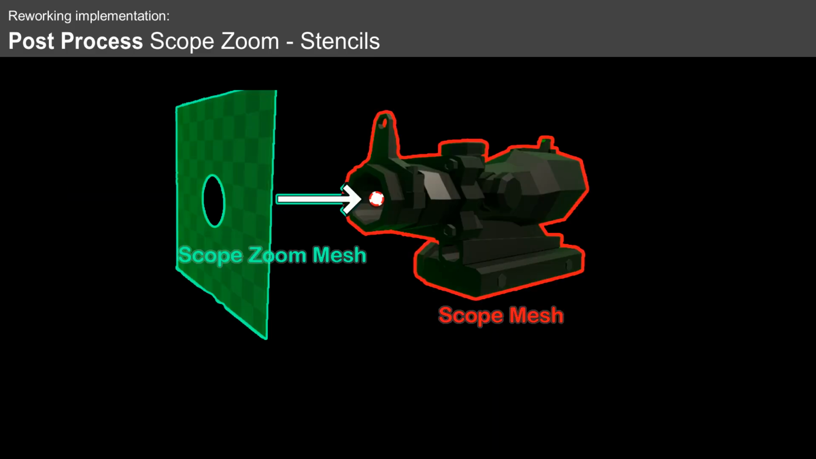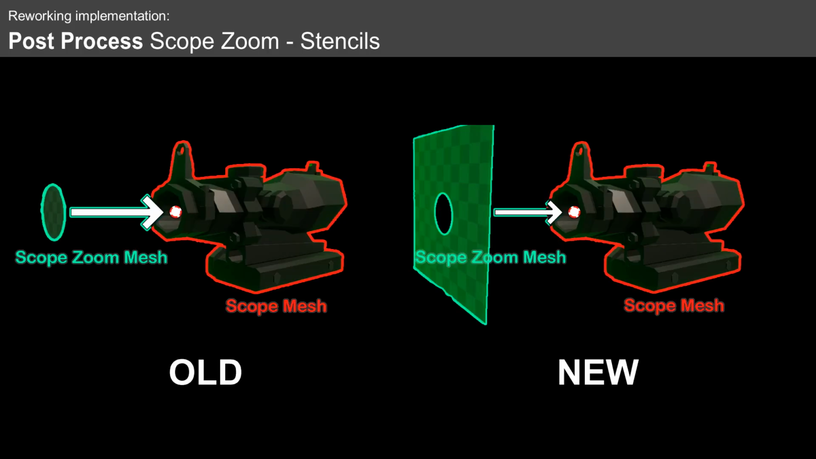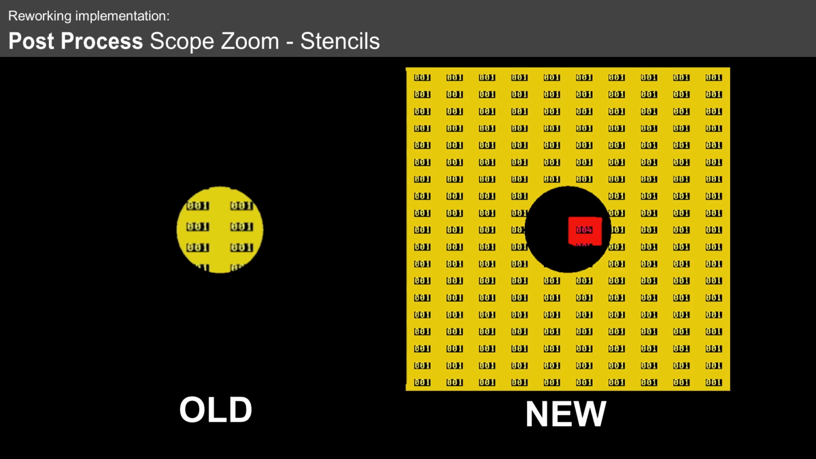In this diagram, it shows how we will be improving that implementation. In summary, what we will do is reverse how the scope zoom mask works. Instead of creating an include part of the screen, we will instead be creating an exclude part of the screen, meaning parts of the screen without the mask mesh will not be included in the zoom effect.